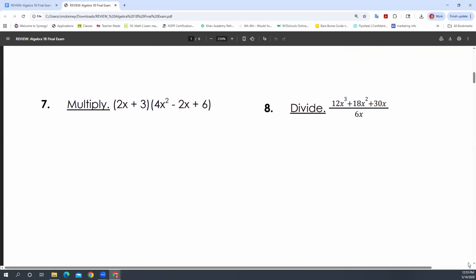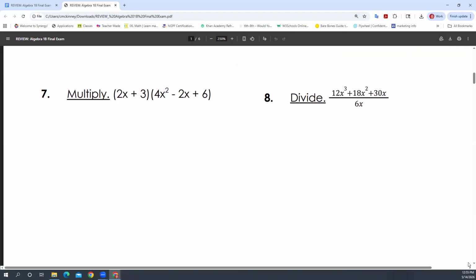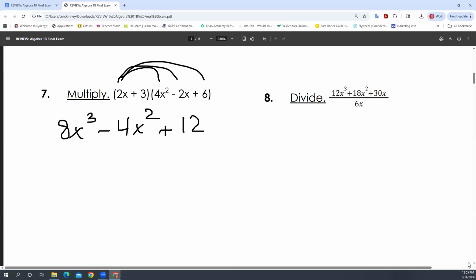Next, we're going to multiply. That means we're going to distribute. So we're going to take this 2x times the 4x squared makes 8x cubed. 2x times negative 2x, negative 4x squared. 2x times 6 plus 12x.